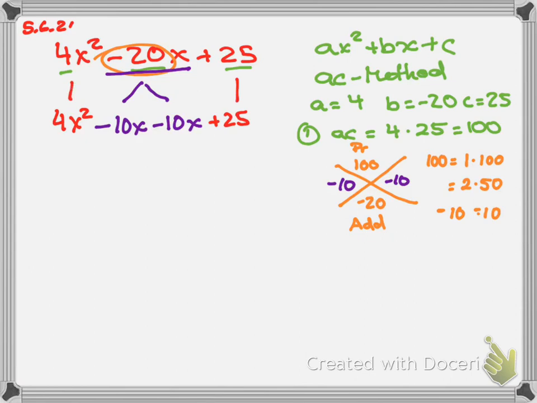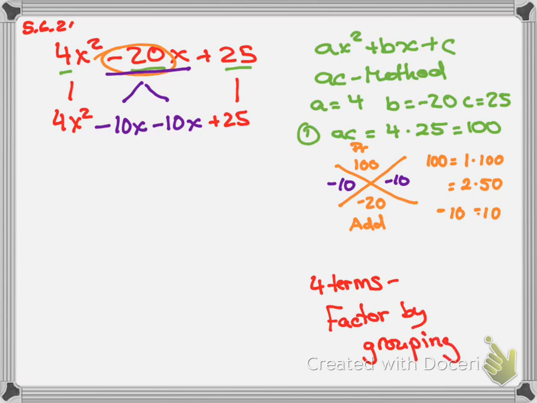You have 4 terms now, and 4 terms you factor by grouping. Factor by grouping. What does that mean? That means you split the 4 terms in half. So I draw a line right here, and I look at the first 2 terms first. What is the greatest common factor of 4x squared minus 10x? The greatest common factor is 2x, and then I factor out the 2x: 4x squared divided by 2x leaves me 2x, and negative 10x divided by 2x is negative 5.